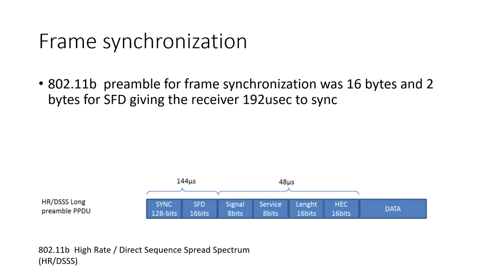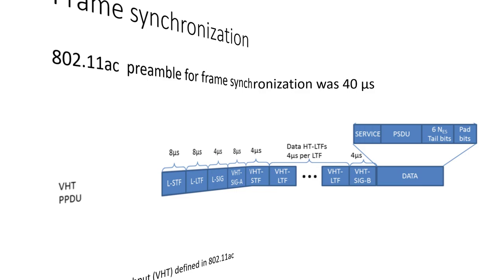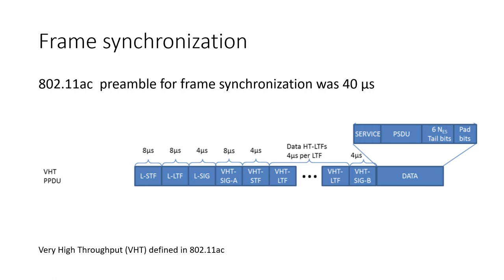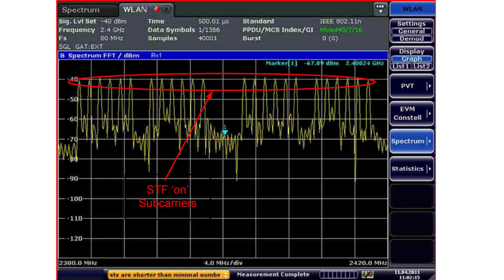Frame synchronization is different depending on the protocol. 802.11b has a preamble of 16 bytes and 2 bytes for the SFD. And the total time that it gives to sync is 192 microseconds. This gets really tricky as we transmit faster wireless frames. For example, 802.11ac has a preamble and it forces the frame synchronization to happen in 40 microseconds. This is an actual photo of a spectrum analyzer as it looks at an 802.11n preamble. You can see the synchronization pulses, 1 0 1 0 1 0, as it transmits at an RF frequency.